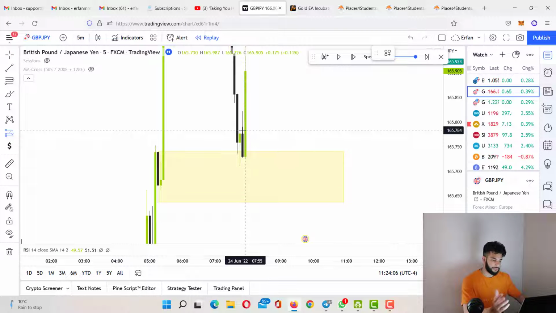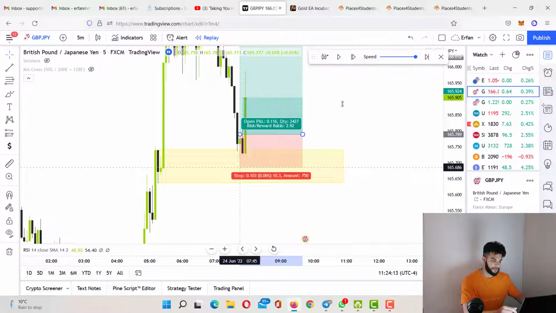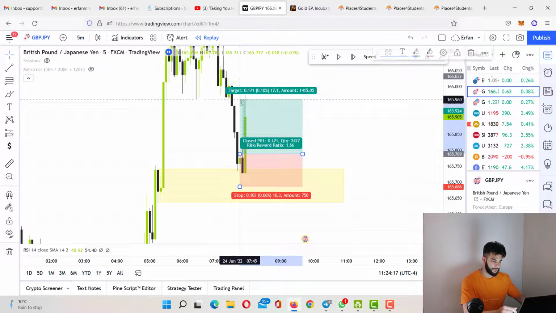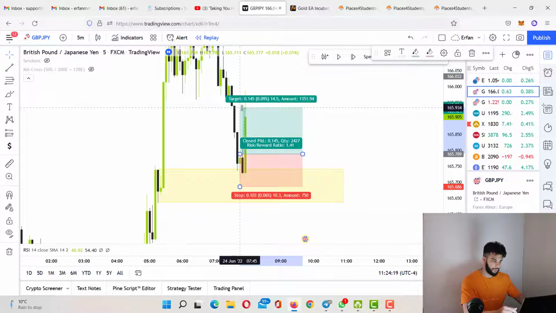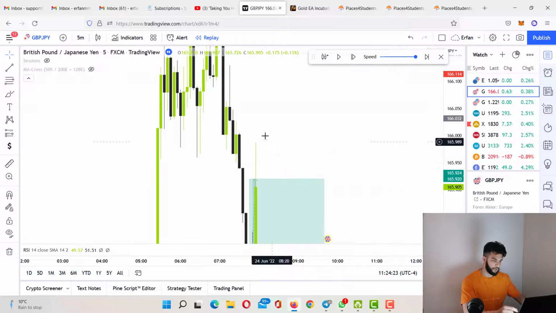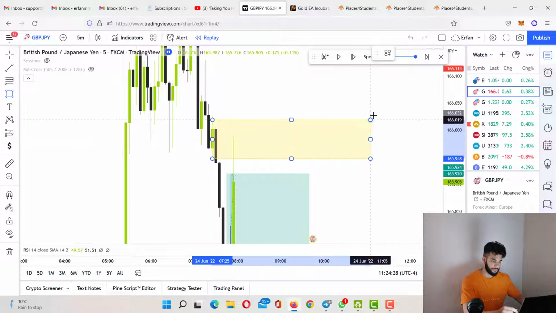So if you were watching the charts before 8 in the morning, you could have put your buy stop here, and then your stop loss here, and then your TP would have been right here. Let me show you that you can actually take a one-to-one trade exactly right here. So it could be a beautiful trade because meanwhile it's created another high probability supply zone right here.